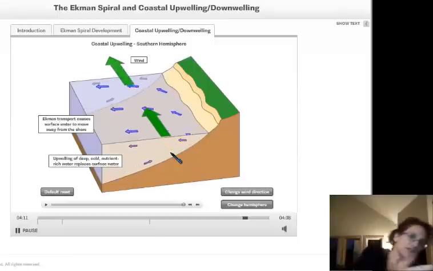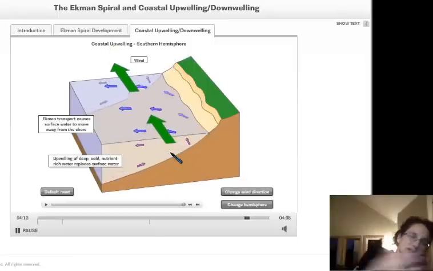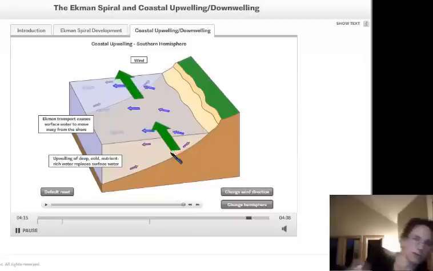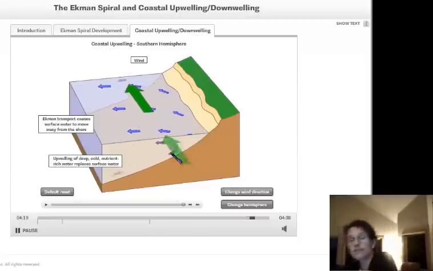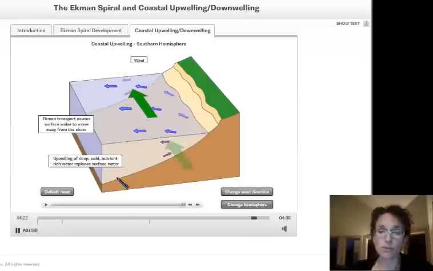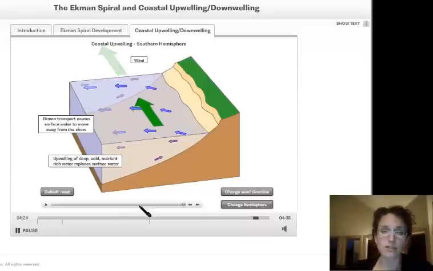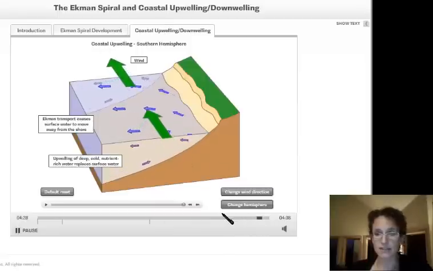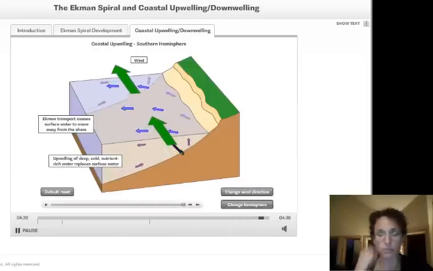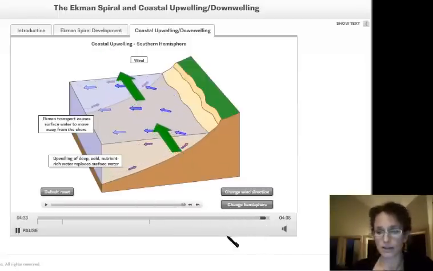The Coriolis effect is pulling that surface water to the left, and with the Ekman spiral, we have a net movement to the left at the surface, and then eventually we have to have that deep, cold, nutrient-rich water coming up, replacing that surface water, so we have upwelling. So that, in effect, is the Ekman spiral and its relationship with the hemispheres and upwelling and downwelling.